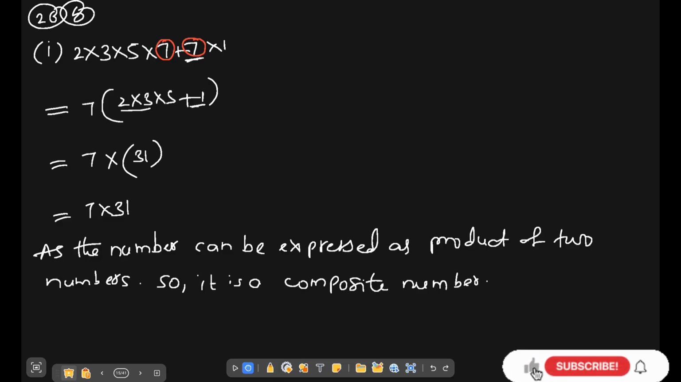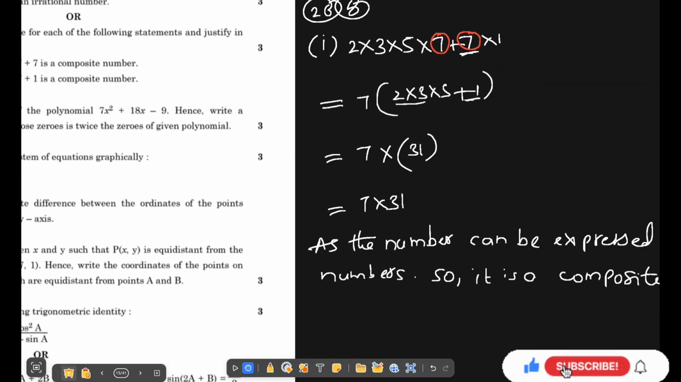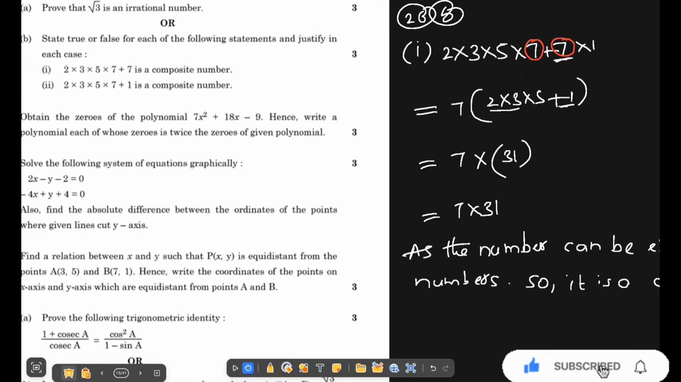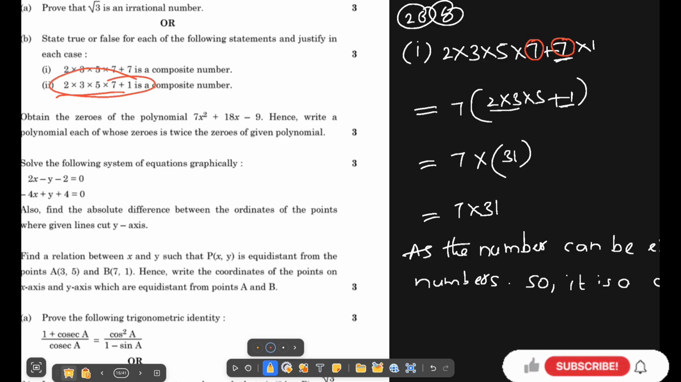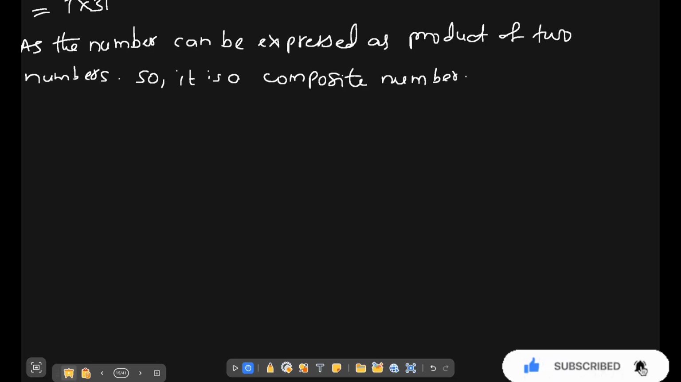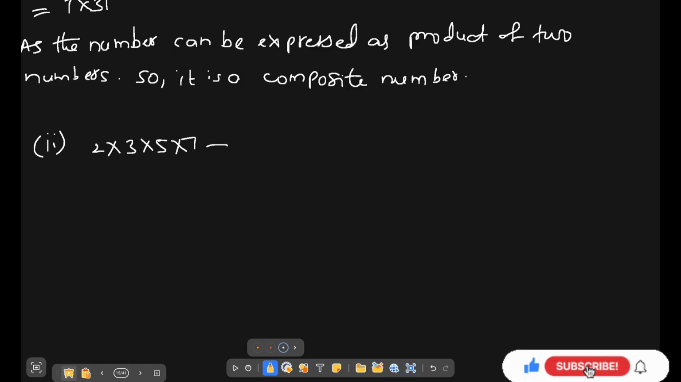So what is the second question given? The second question given is this one. What is that? 2 into 3 into 5 into 7 plus 1. So let's write this one. 2 into 3 into 5 into 7 plus 1.